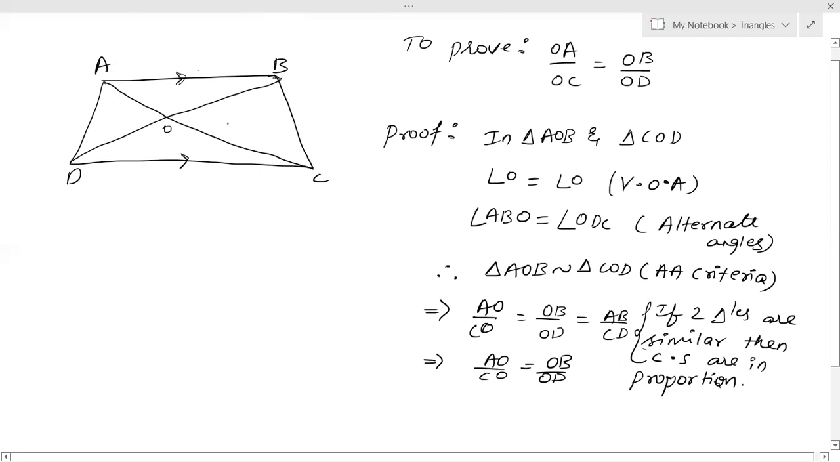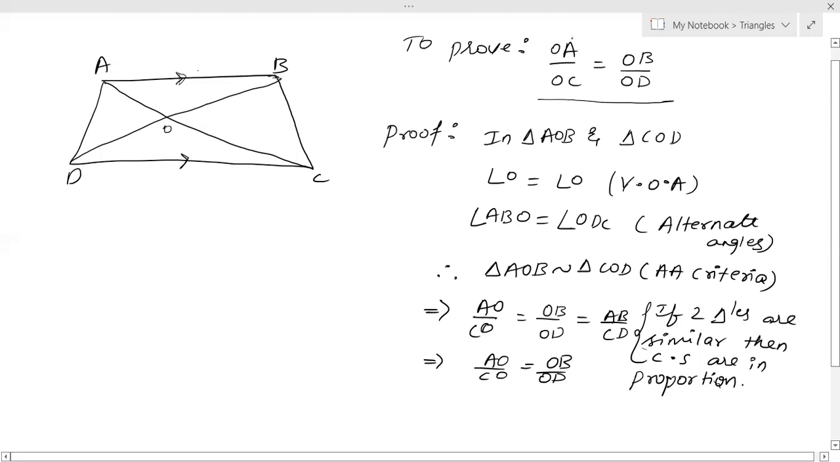Okay. Now, remember, if you want to prove such a ratio is equal, simple step, we have to take two triangles and prove that they are similar. Now, which two triangles should we take? Basically, inside this trapezium, there are many triangles, isn't it? So which triangle should we take? For that, we'll observe what we have to prove. Now we have to prove OA by OC is equal to OB by OD, isn't it?